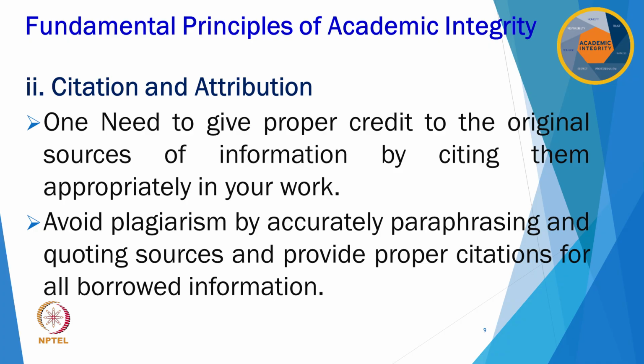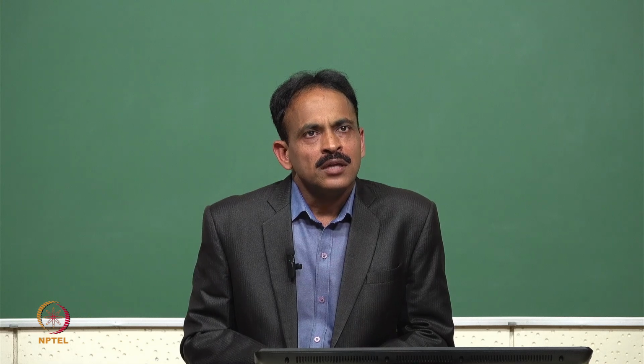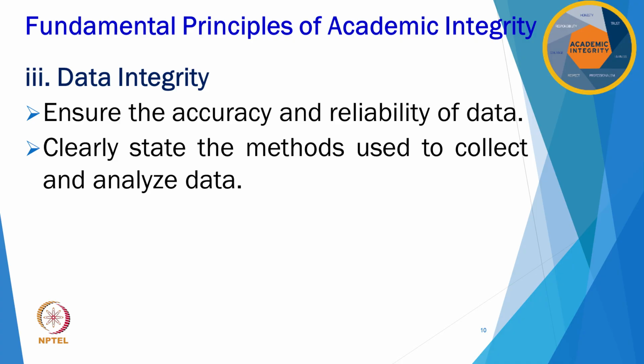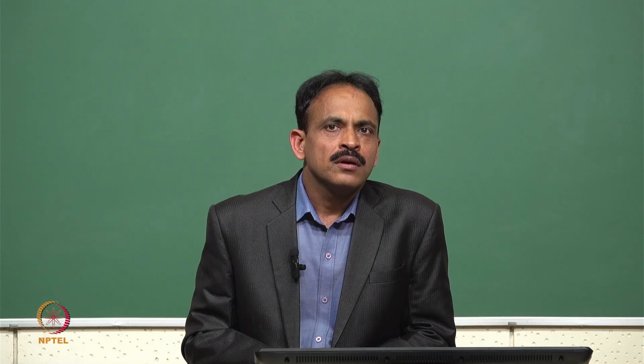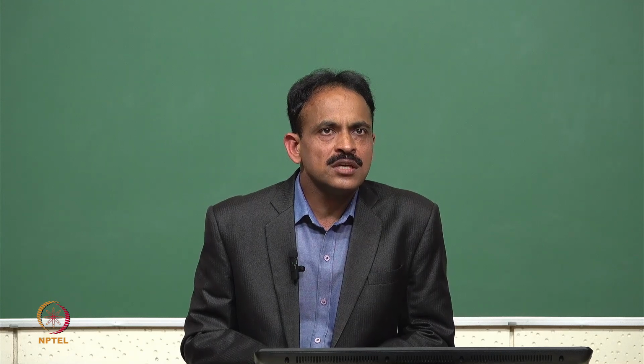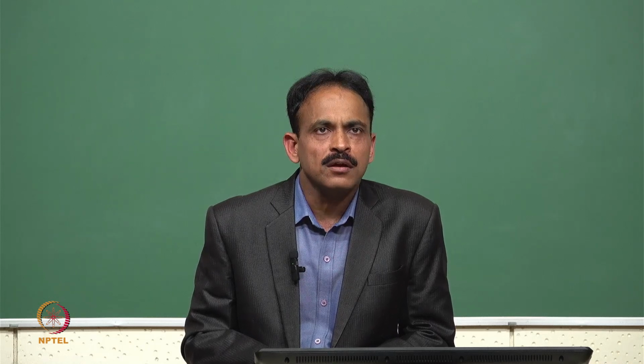Second one is citation and attribution. One need to give proper credit to the original sources of information by citing them appropriately in your work. Avoid plagiarism by accurately paraphrasing and quoting sources, and provide proper citations for all borrowed information. Third one is data integrity. Ensure the accuracy and reliability of data presented in the scientific communications. Clearly state the methods used to collect and analyze data, allowing others to replicate the research. So this is how this data integrity is also a very important principle.